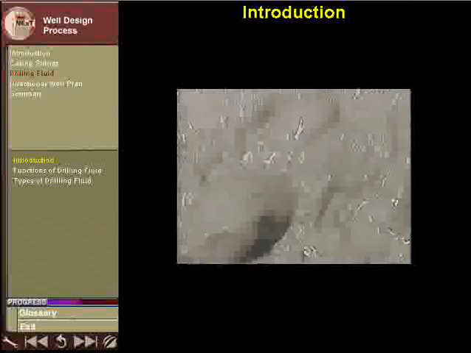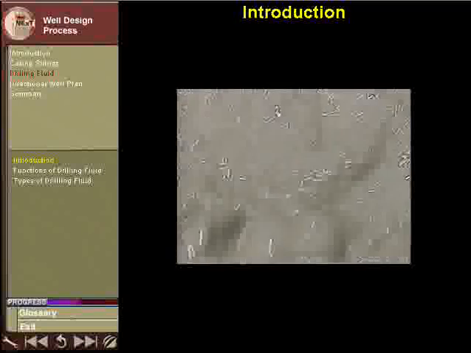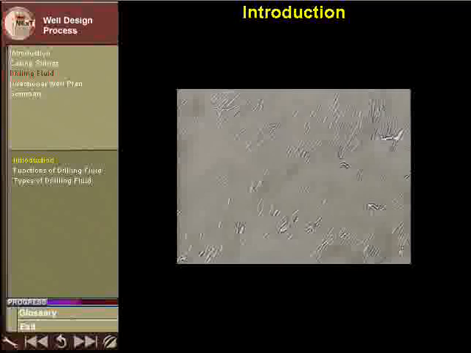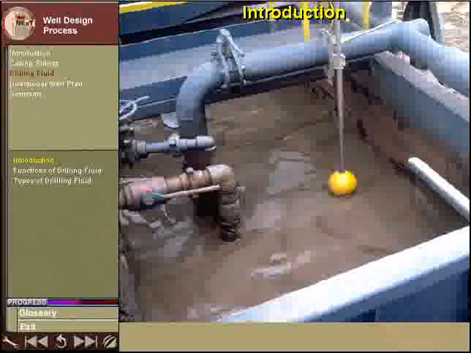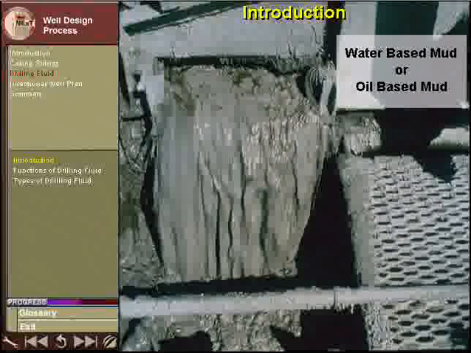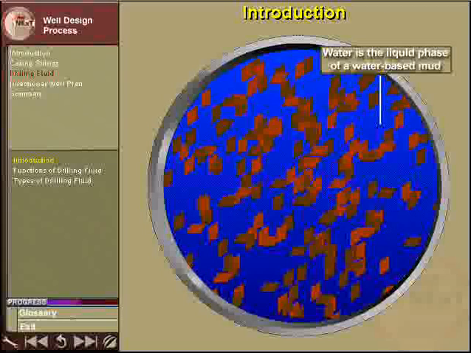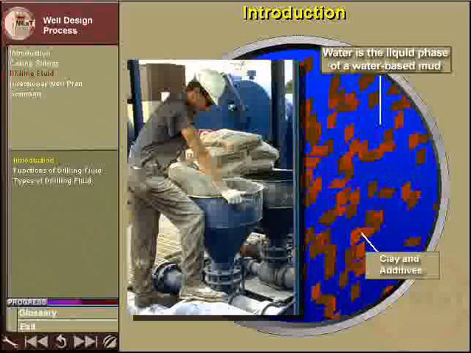Drilling fluid, or drilling mud as many people call it, is a vital element of the rotary drilling process. Although air, gas, and liquids can be used to drill a well, the most common are liquids. Muds can be either water-based muds or oil-based muds. In water-based muds, clay and other additives are mixed into the water to give the mud desirable properties.